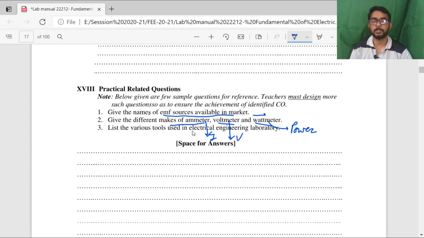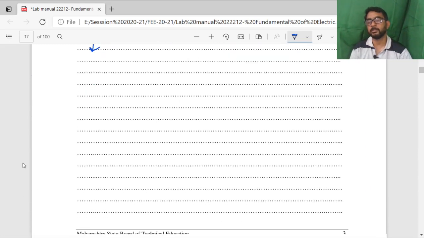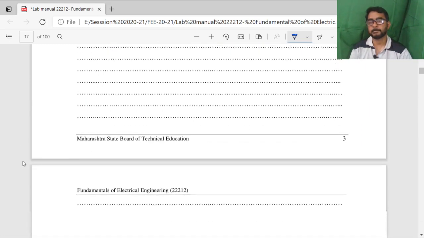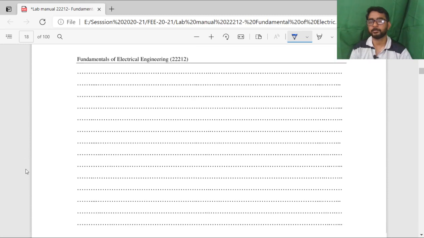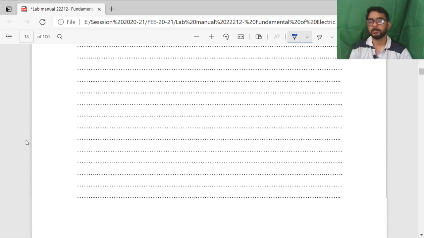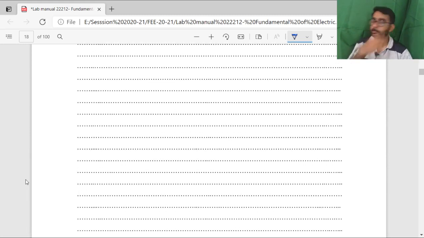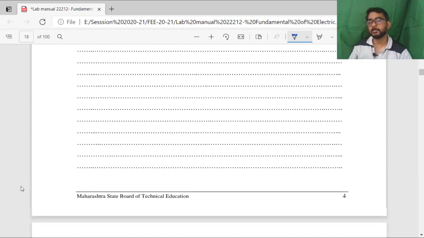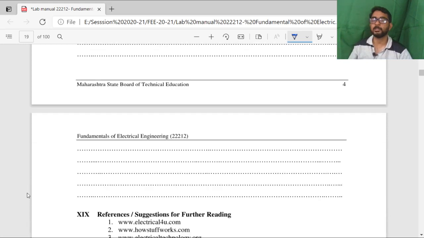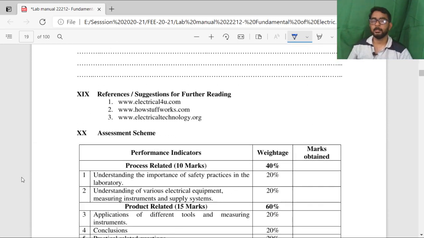Third, list the various tools used in the electrical engineering laboratory. So all the answers to these questions should be written here. It is the space given for questions. Sometimes this space will be smaller. At that time, what will the student do? They can attach a separate page.